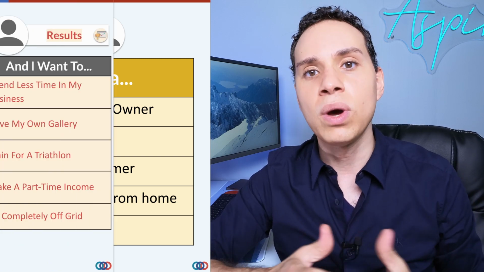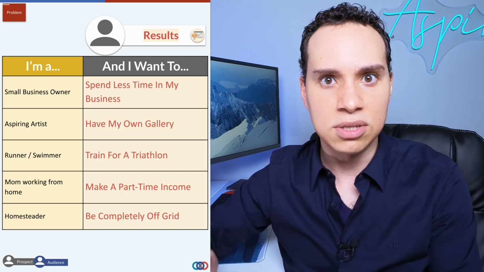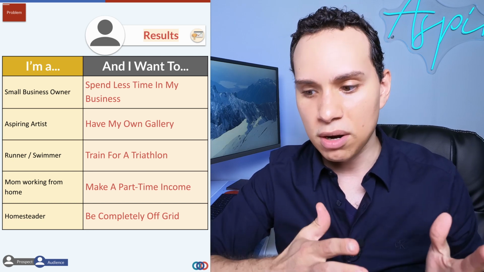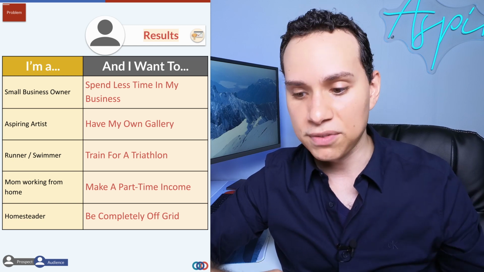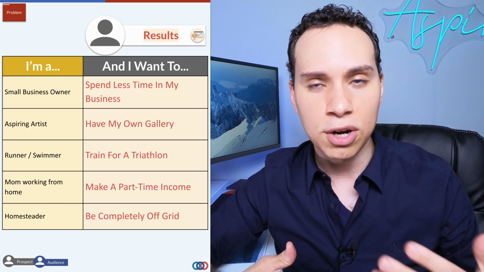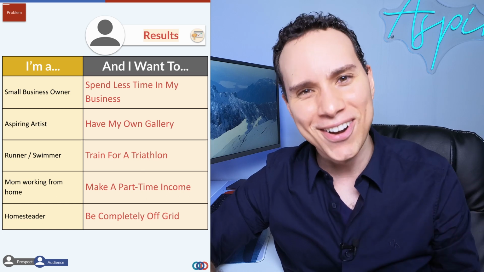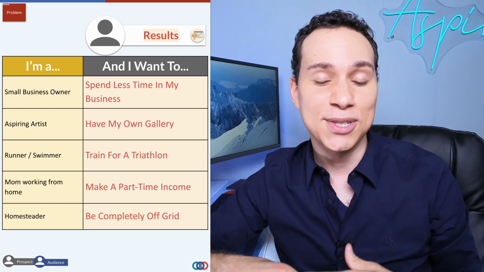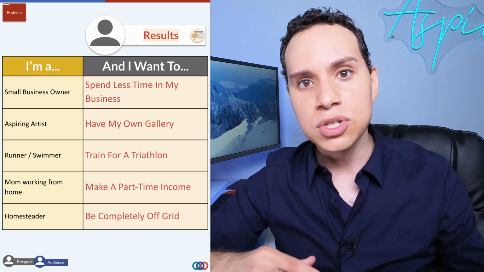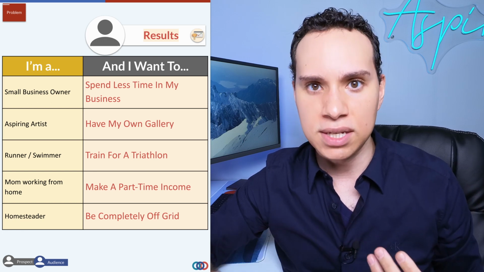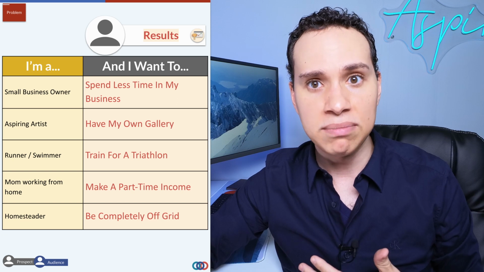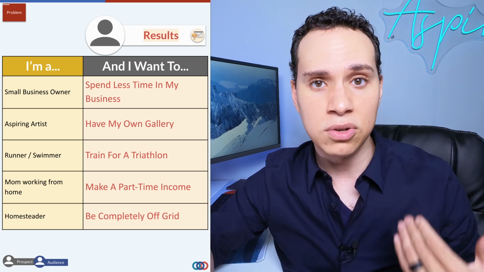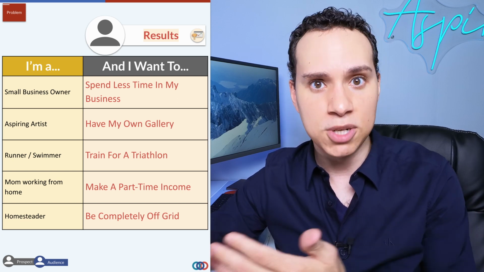Then we want to ask, what results are our ideal customers after, right? So maybe our business owner wants to spend less time in their business, our homesteader wants to be off the grid, our aspiring artist wants their own gallery. I'm talking way too fast. So just go ahead and make a list of 5 to 10 things that they're really trying to accomplish. Now, if you already know what you're going to be promoting, then you could just list out the things that your offer will actually help them achieve.